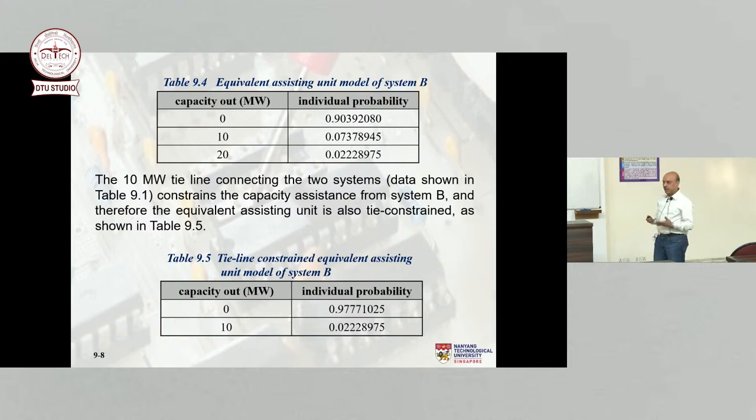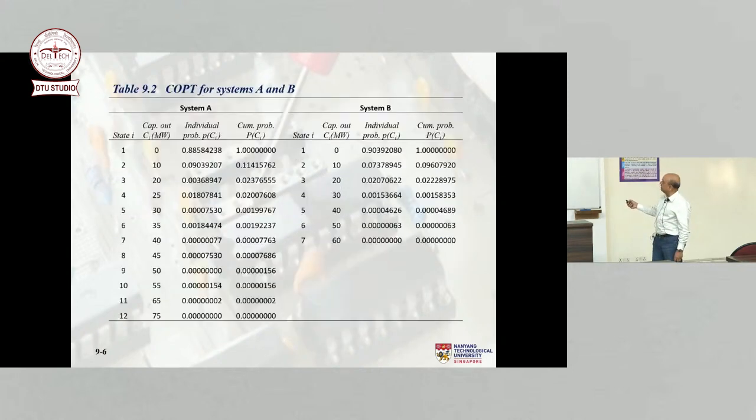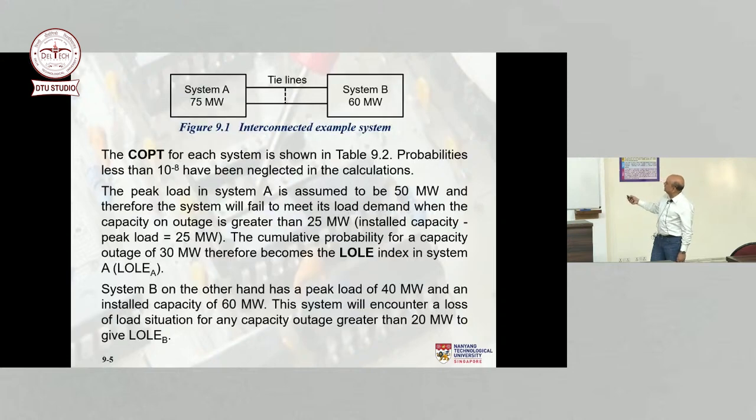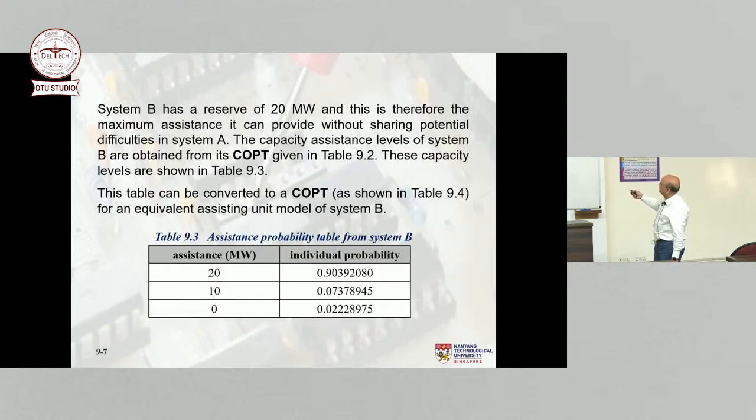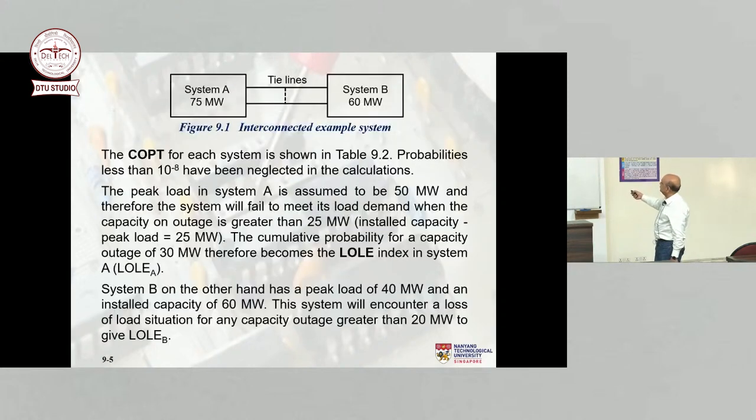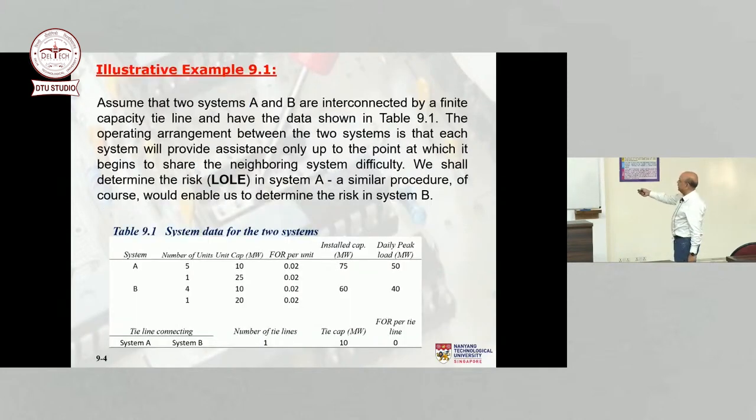What I'm saying now is that because the capacity of the tie line is only 10 megawatt, we mentioned that earlier, right? The capacity of the tie line is, what did I say? Let me look at it. Yeah, here. The tie line capacity is only 10 megawatt. And of course, it doesn't fail, which is not realistic, but doesn't fail, okay?